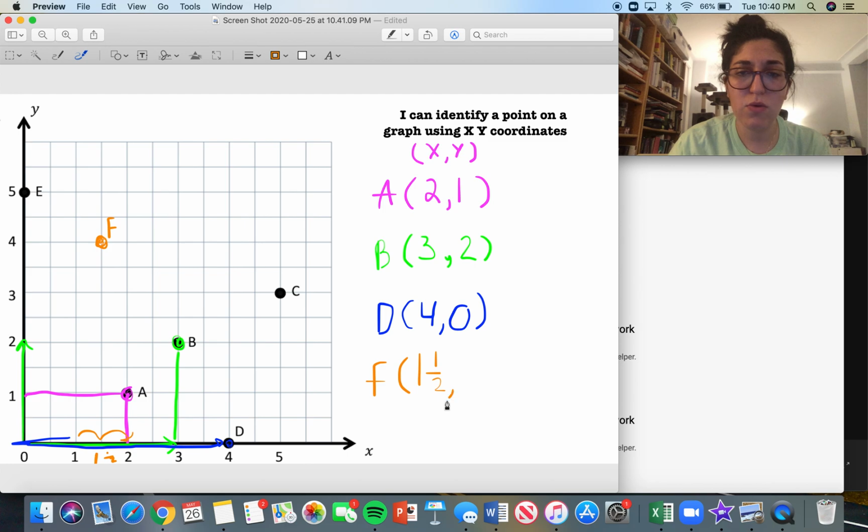What would my y coordinate be? Well, that's just right here, right? It went all the way up. If I look at how high up it went, it got to 4. So F would be 1 and a half, 4.